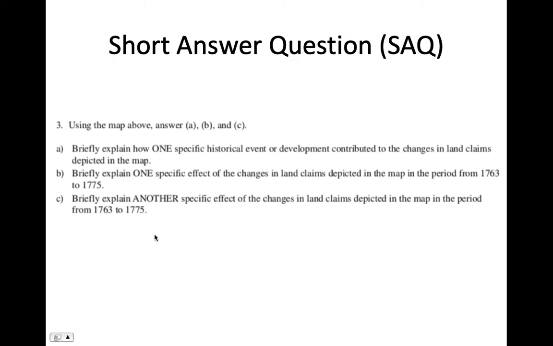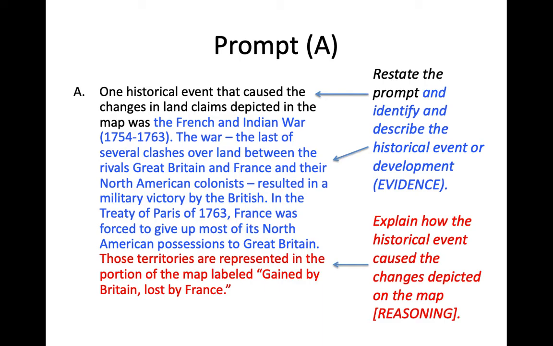Briefly explain how one specific historical event or development contributed to or caused the changes in land claims depicted in the map. And here is my model. I start by restating the prompt. Also, by the way, I very importantly label my response A. And I start by restating the prompt. One historical event that caused the changes in land claims depicted in the map was, and then I identify the answer, the French and Indian War.